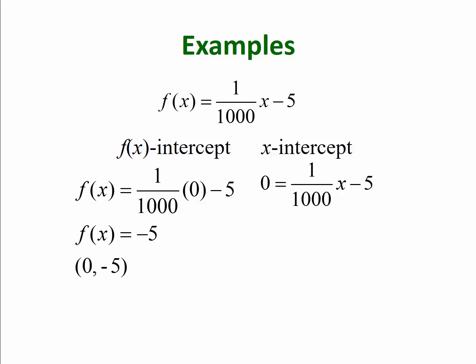So the inverse operation of subtract 5 is to add 5. So if we add 5 to both sides, we have 5 equals 1 over 1,000 times x. Now the inverse of multiplying by 1 over 1,000 is to divide by 1 over 1,000. And if I divide by 1 over 1,000, that's the same thing as multiplying by 1,000. And it turns out that our x-intercept is 5,000. When x is 5,000, the value of y is 0. Let's use that information to adjust our viewing window.